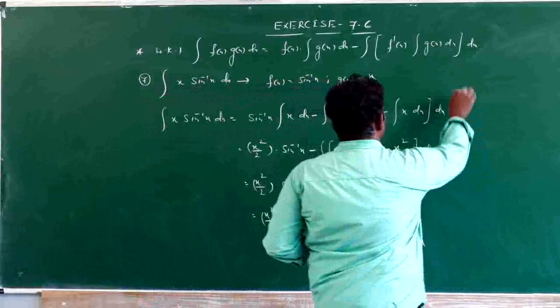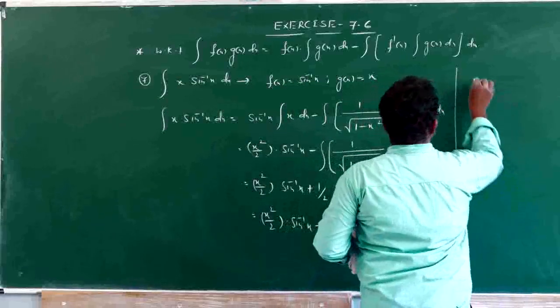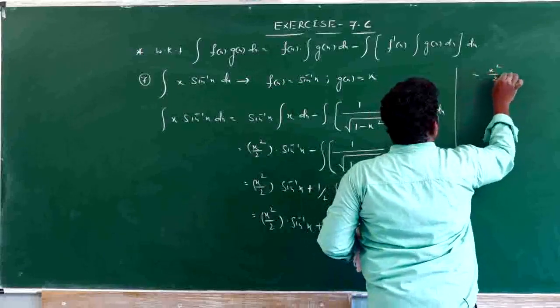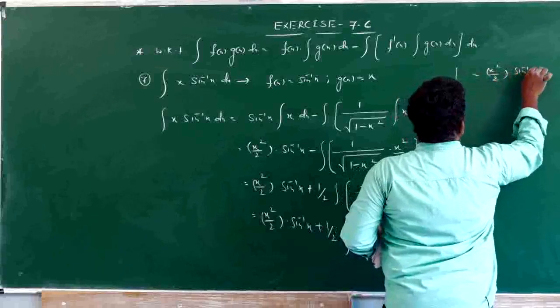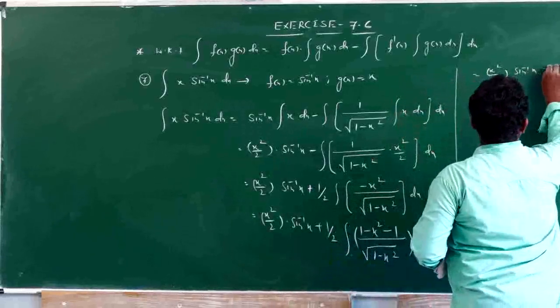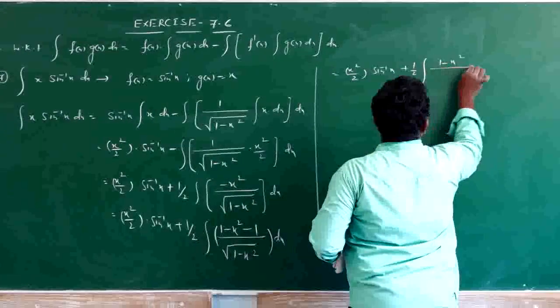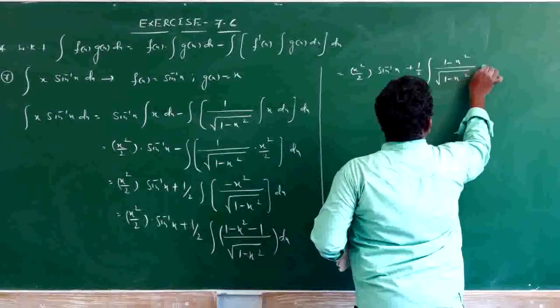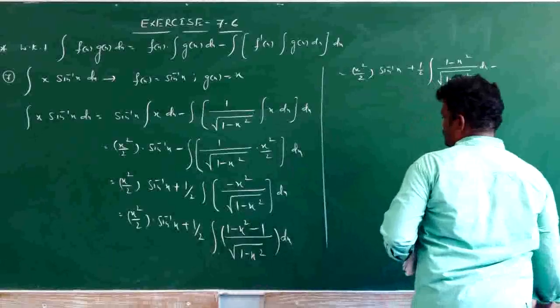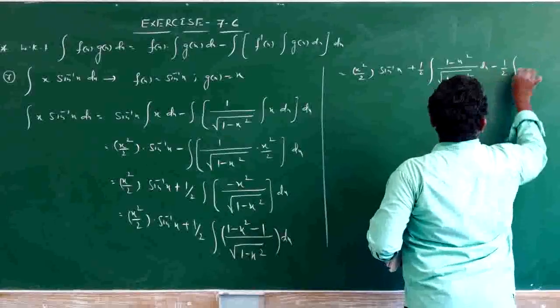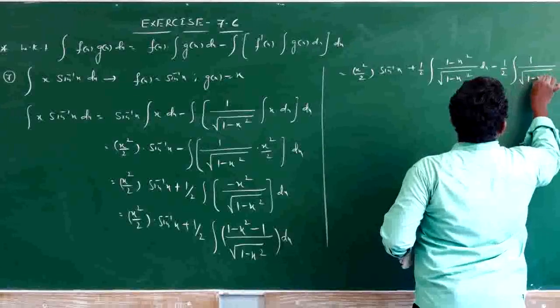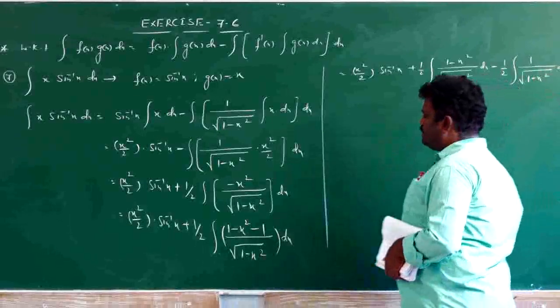Now if you separate the integral into two parts, that is equal to x square by 2 into sine inverse x plus 1 by 2 integral of 1 minus x square by square root of 1 minus x square dx, minus 1 by 2 integral 1 by square root of 1 minus x square dx.